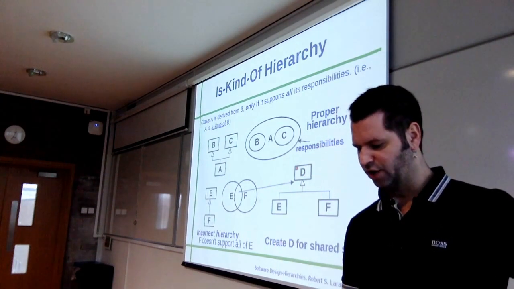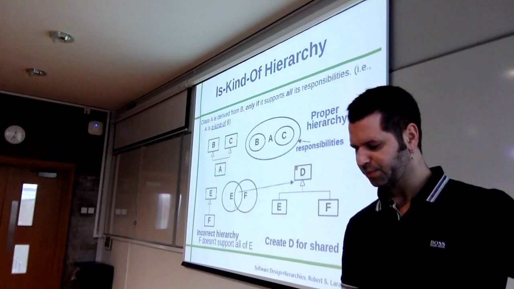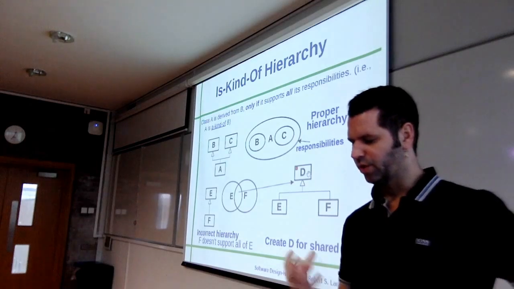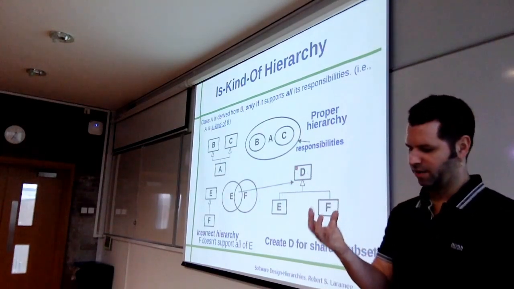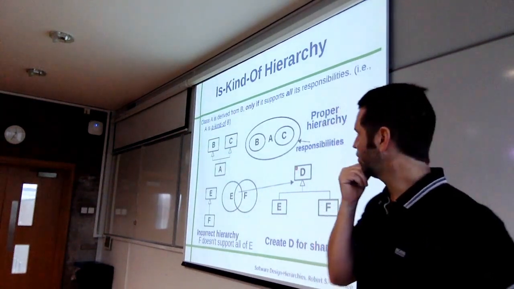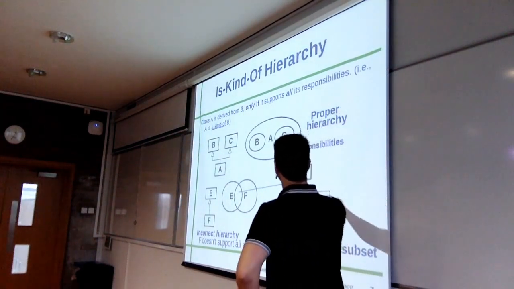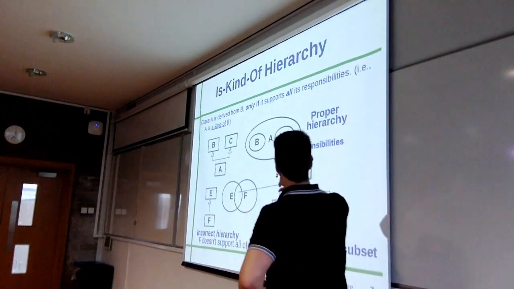If we want to change this into a good hierarchy, we can create a new object called D, which represents the shared behavior of E and F. And then they both inherit from D, which is an abstract class in this case. That's what that little box means, abstract class.